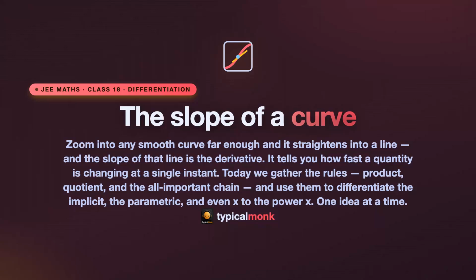Zoom into any smooth curve far enough, and it straightens into a line, and the slope of that line is the derivative. It tells you how fast a quantity is changing at a single instant. Today, we gather the rules, product, quotient, and the all-important chain, and use them to differentiate the implicit, the parametric, and even x to the power x. One idea at a time.